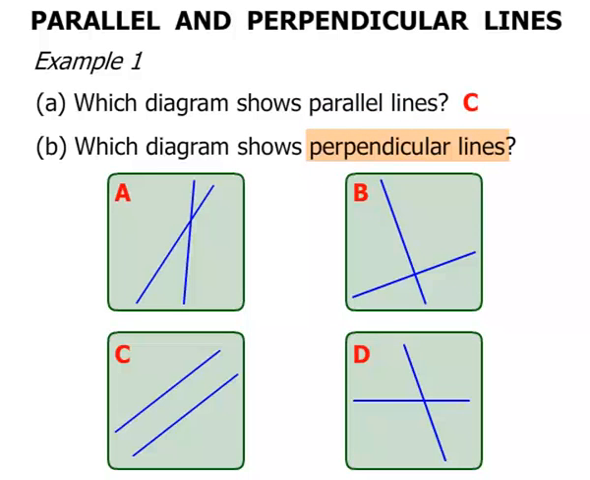The next part, which ones show perpendicular lines? Let's go through each one. Diagram A, they must meet at right angles at 90 degrees. Well, that doesn't. Part B though, diagram B, yeah, those two lines meet at right angles, so certainly we can write B down for perpendicular lines, yes. C, no, we already said they're parallel. And D, no, they're not at right angles. So B was the only diagram showing perpendicular lines there.